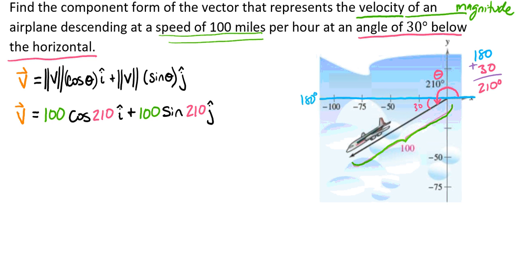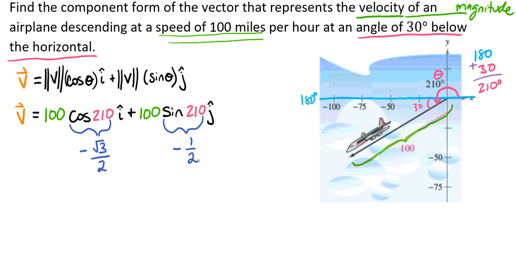and we're almost done. So what we want to do now is we want to evaluate the cosine of 210 and the sine of 210, and we can do this by looking at our unit circle. So if we look at our unit circle and look at the cosine of 210, we're going to see that gives us a value of negative radical 3 over 2, and that the sine of 210 is negative 1/2.